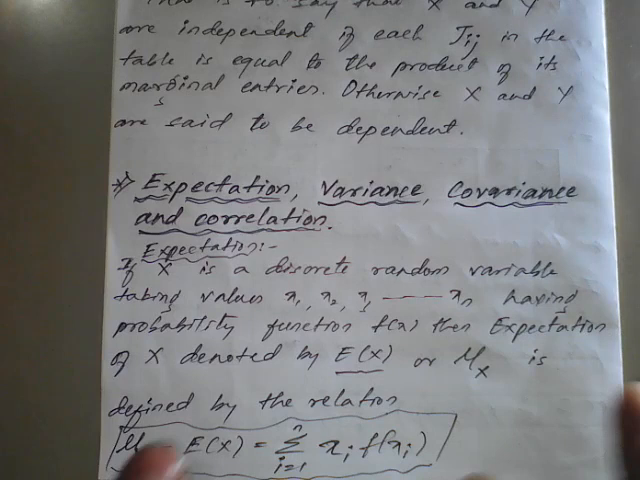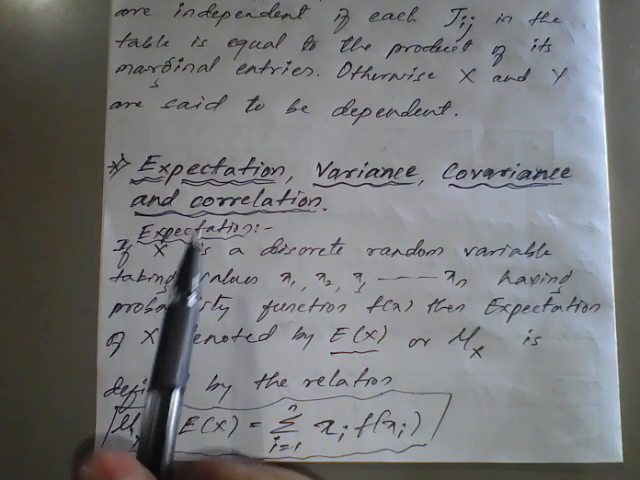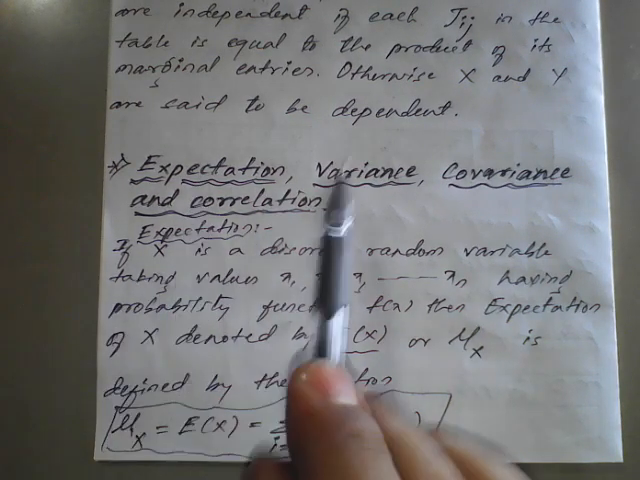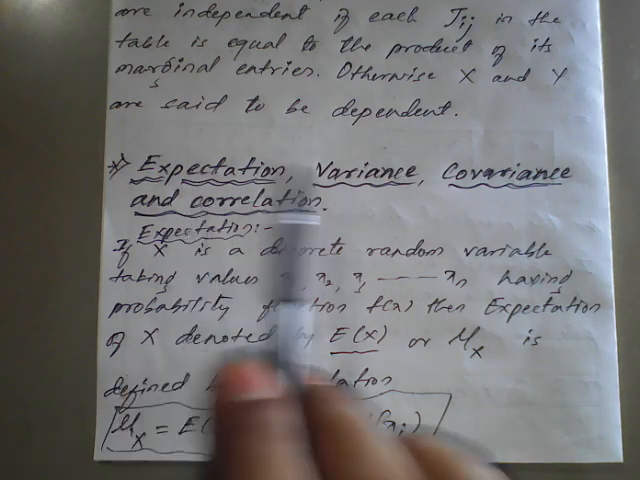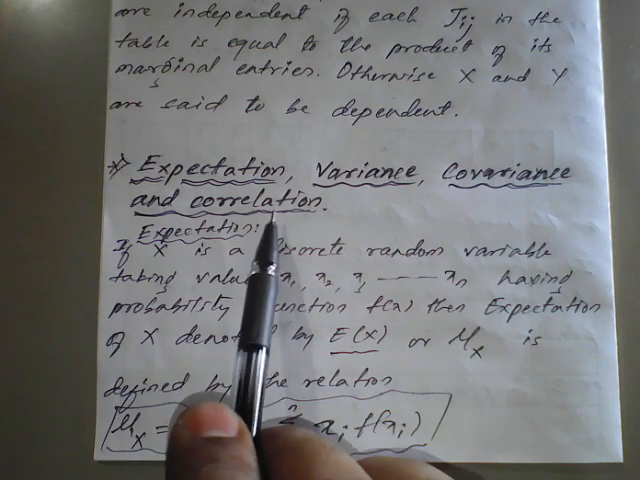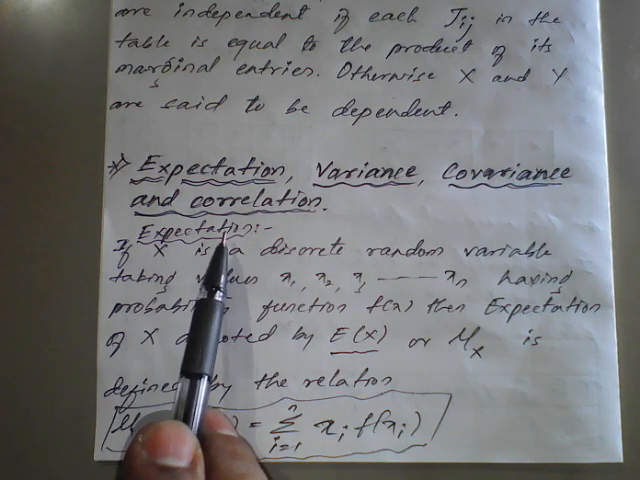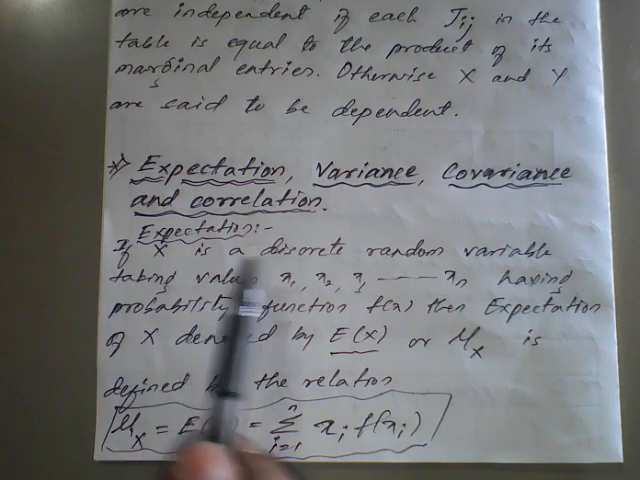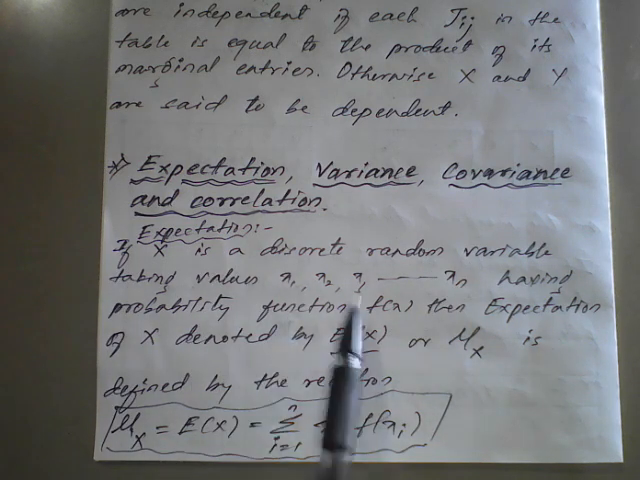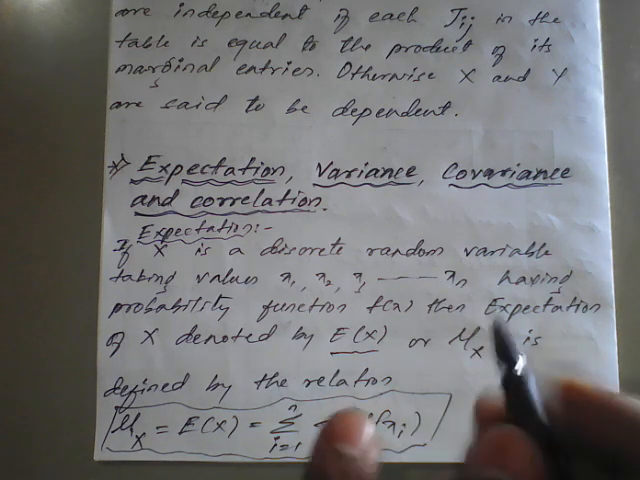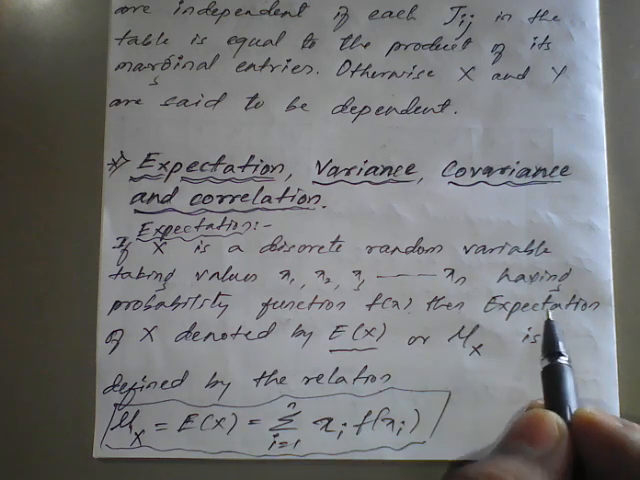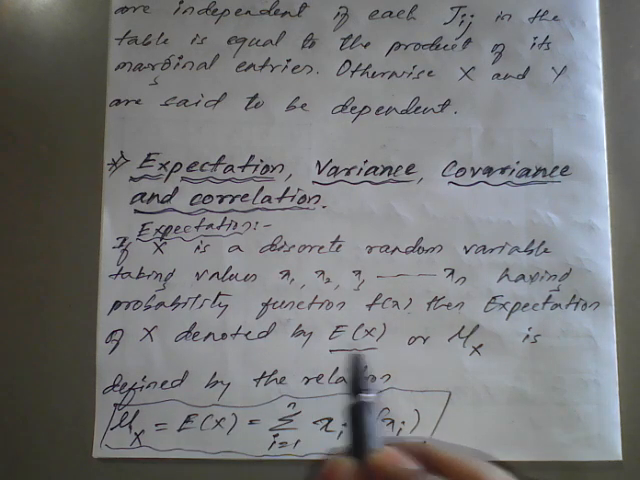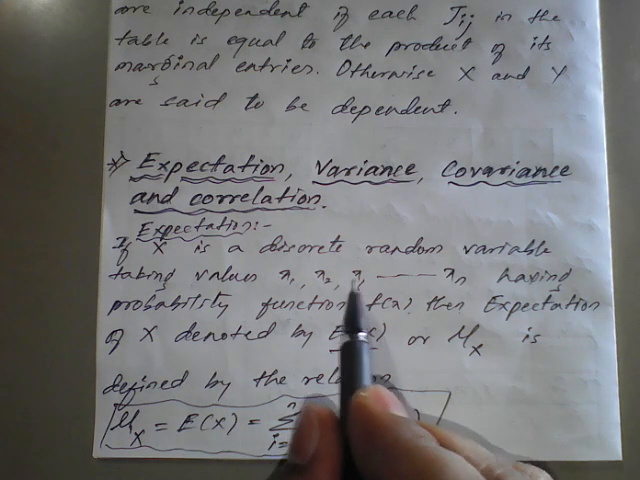Next, very important results. We have to remember these to prove the examples: expectation, variance, covariance and correlation. So the problems are based on expectation, variance, covariance and correlation. First we will see what expectation is. If x is a discrete random variable taking the values x1, x2, x3 and so on, xn, having probability function f of x, then the expectation of x is denoted by e of x. Expectation has one more name: it is nothing but the mean of the given random variable x.